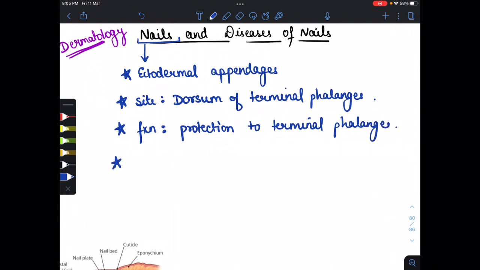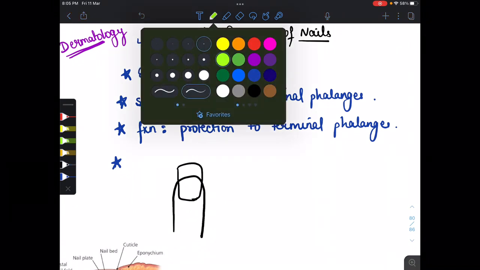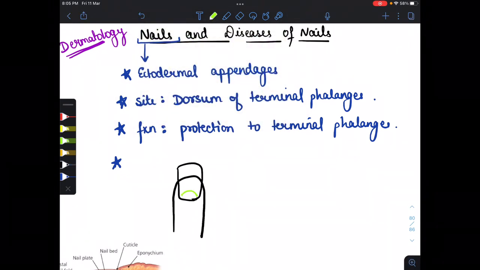Now our fourth point: what is the surface anatomy? If we want to know the surface anatomy of our nail, I am going to explain by drawing it myself. Suppose this is our finger, this is our terminal phalanx, on which the nail is present like this. In the nail we have a half moon shaped structure here, and here a little bit of skin is there.